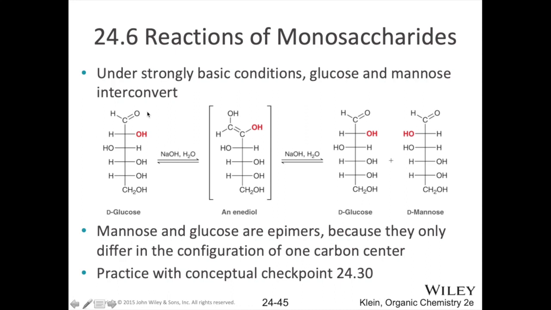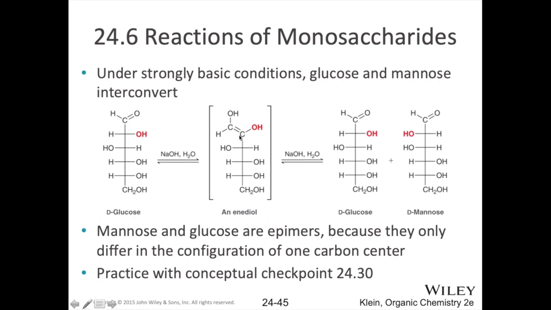Anyway, the number 2 carbon here is the one that's relevant. What basically happens is under strongly basic conditions, you go through an enediol. You've got an alkene with 2 alcohol groups, so you've got this intermediate here. And you can, of course, go back to the original monosaccharide. But when that carbonyl reforms, it's possible to have the stereochemistry of that chiral center inverted.